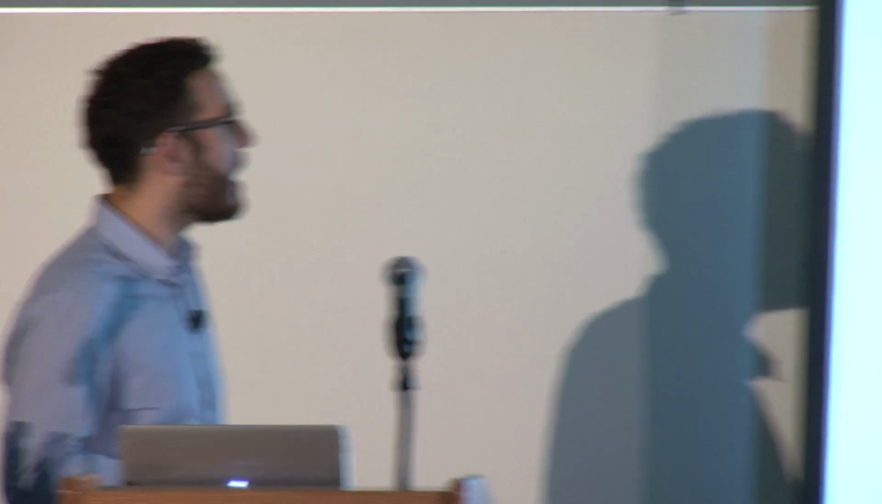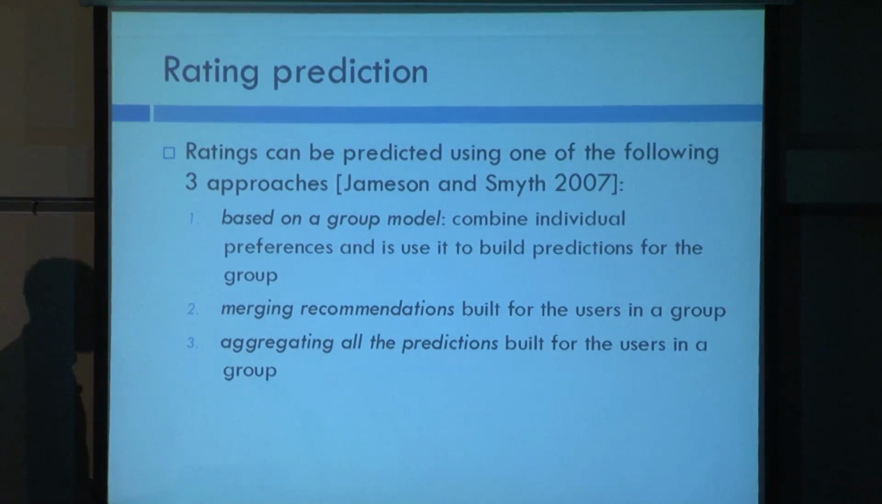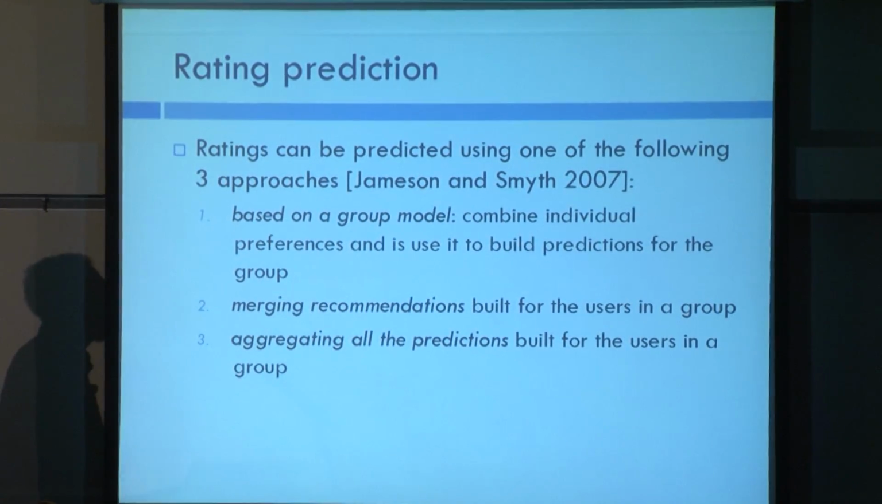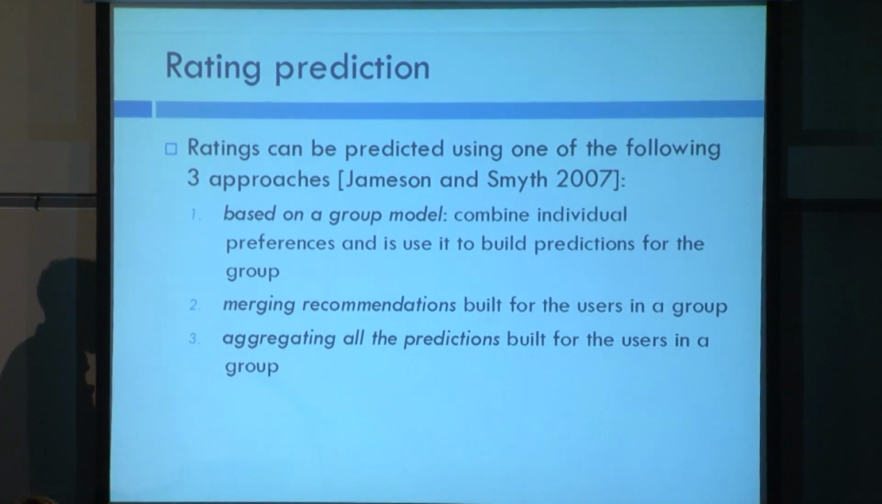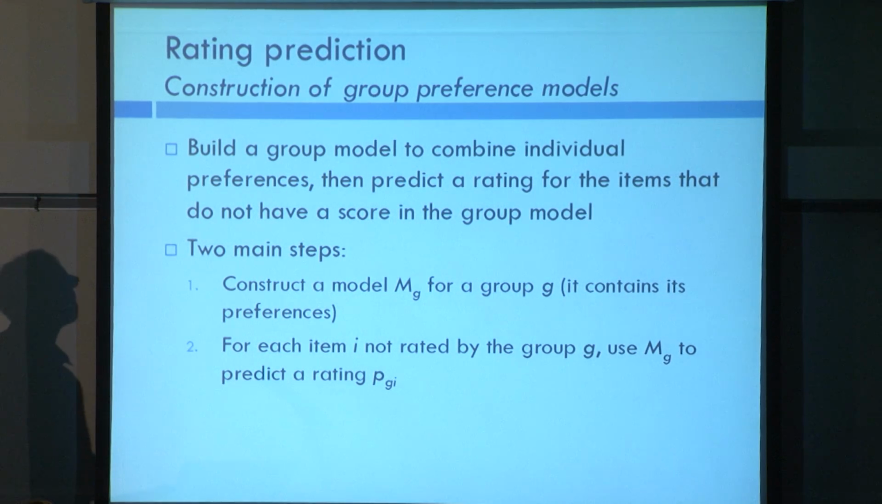So as you can see, strategies 2 and 3 are very similar. The difference is in the number of items that are considered by the rating prediction task. In this case, it is just the recommendations, so we might also call them the top n items that are predicted for the group. And in this case, all the ratings that are getting predicted are considered in the group recommendation process. So let's see how each of these strategies works.